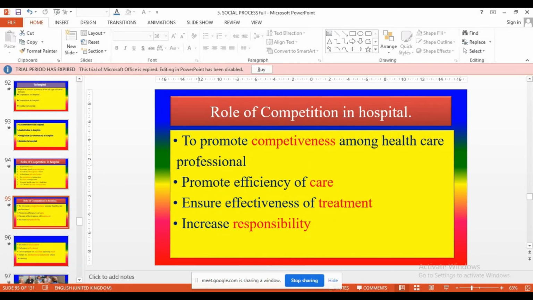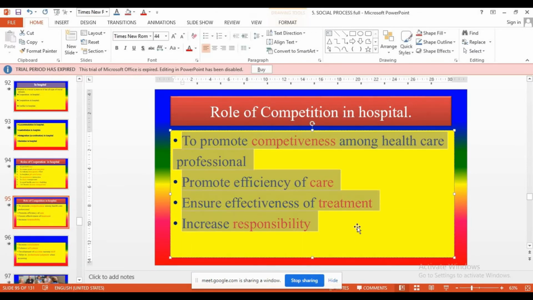Then, the role of competition in hospital. Is competition available in hospital?